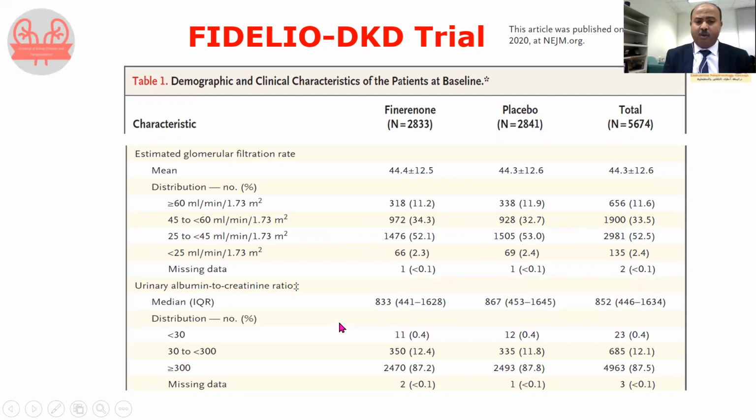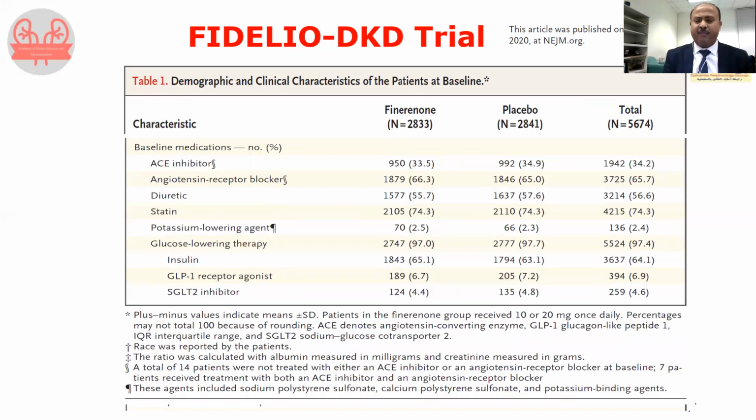What about albuminuria? Albumin creatinine ratio, measured in milligram albumin per gram creatinine. These are the median values of albuminuria in both arms, and this is the distribution A1, A2, and A3. More than 85%, 87% of patients were in the zone of A3, albuminuria grade 3. Serum potassium was less than 4.5. So this is the demographic at the initiation.